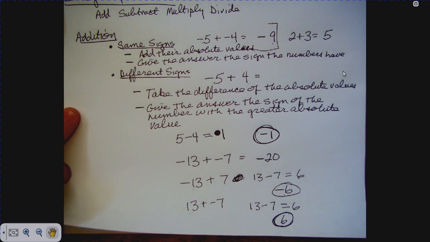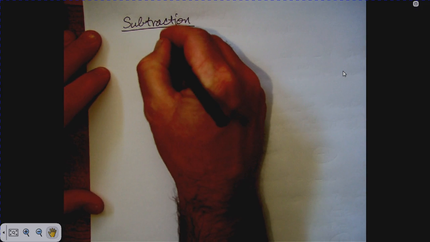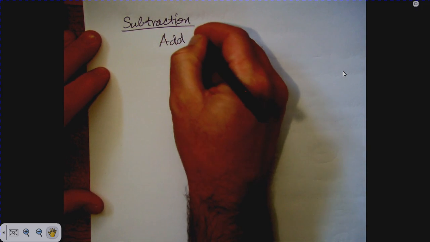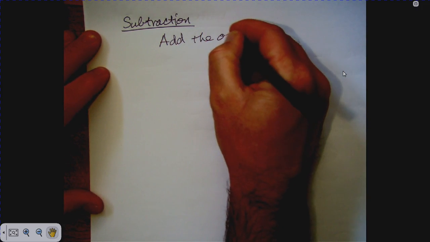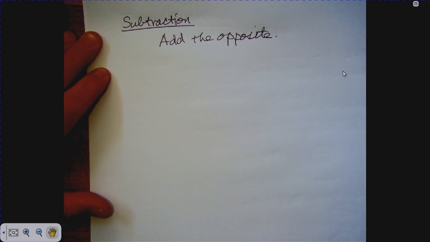Here's the rule for subtraction. Get ready to write this down. Subtraction, let me get my paper lined up here. Subtraction, here's the rule. Drum roll, please. We're going to add the opposite. That's it. That's the rule.